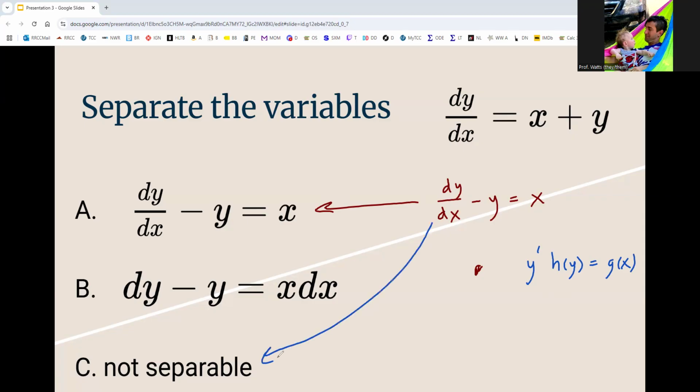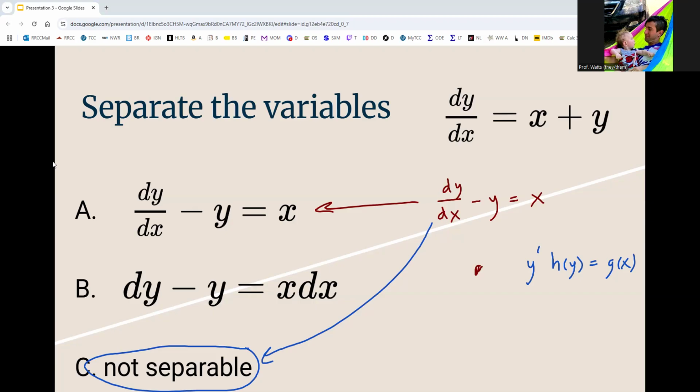So A and C are technically both correct. We can separate the variables in the looser sense, but this is actually not a separable differential equation. We wouldn't be able to proceed with the rest of the procedure. So correct answer is C, not separable.